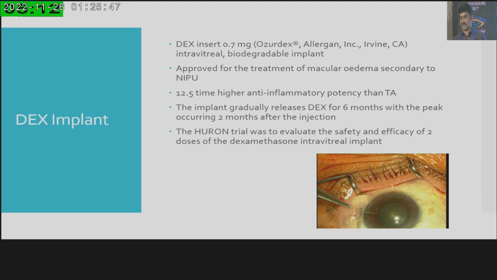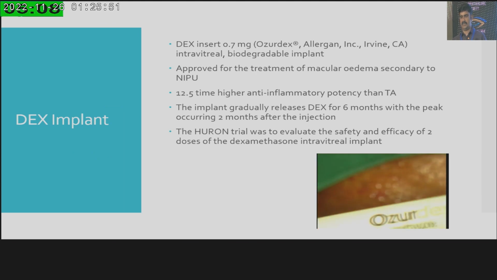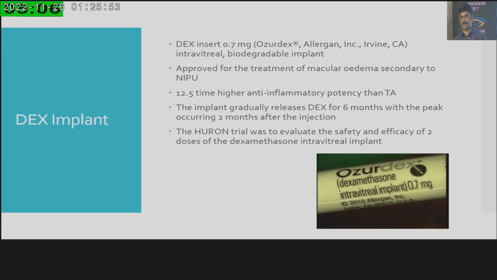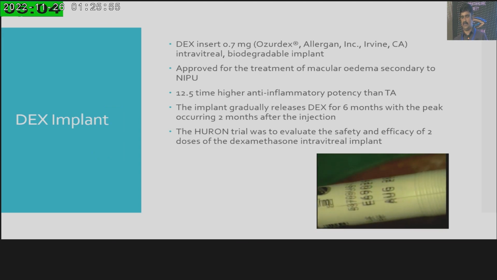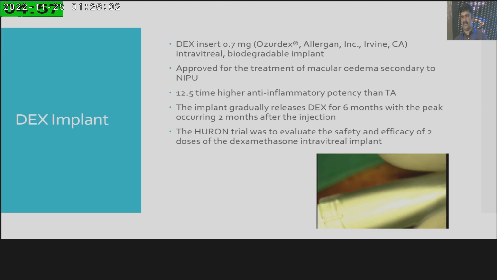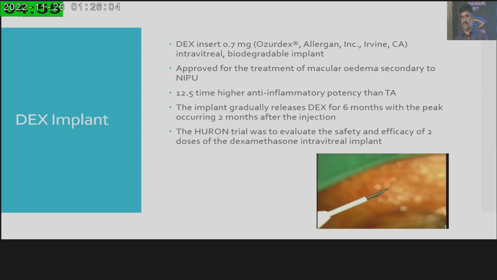The HURON trial was one trial which showed the efficacy and safety of this form of treatment, and usually this is done under topical anesthesia. Here I am giving a subconjunctival injection, but it's not required. This is the pre-filled, preloaded syringe, and you have a safety valve here which has to be pulled, and there's a cap, and you have to remove both before injecting. You have a 22 gauge needle attached, through which, through the pars plana, you inject the pellet.